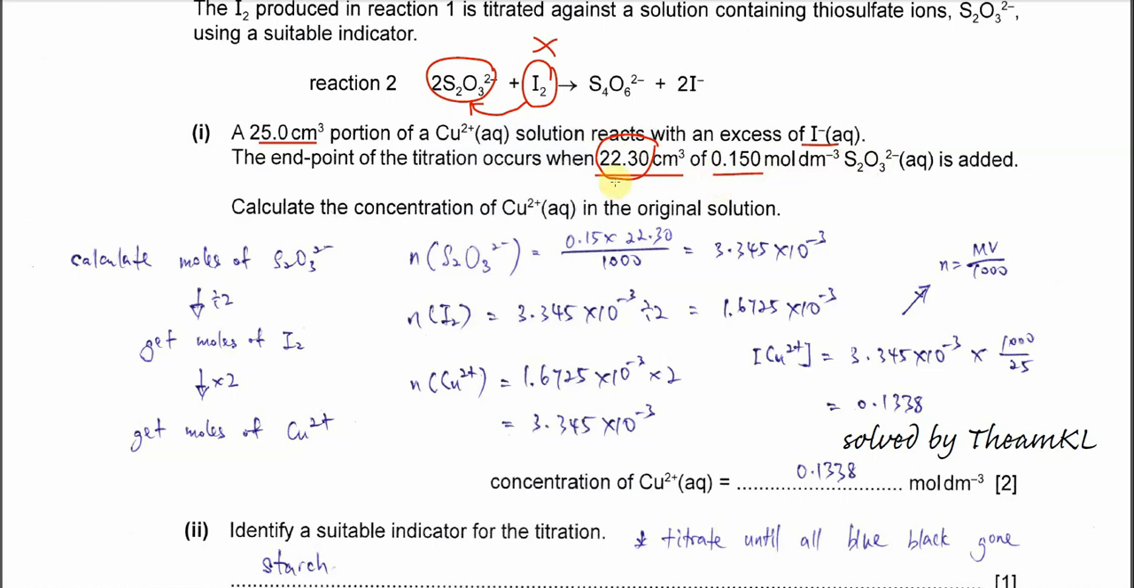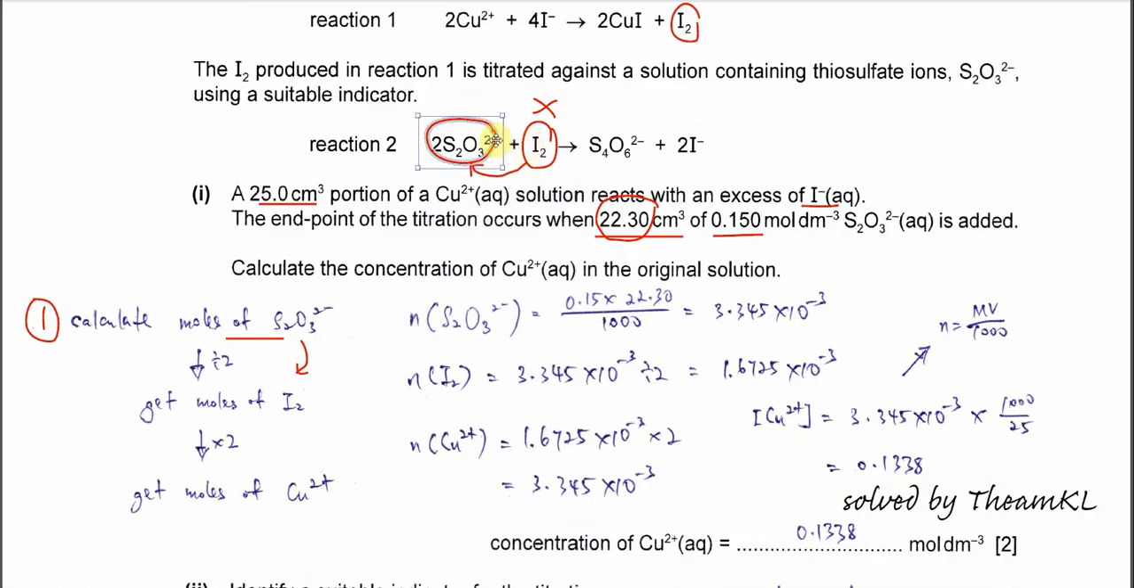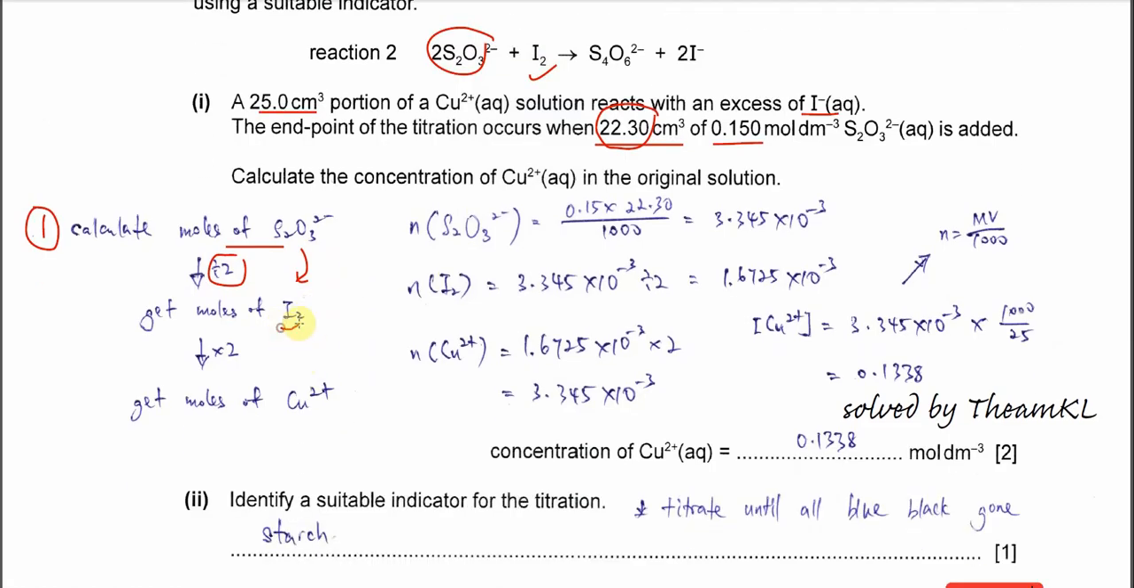What you can do now is, first, calculate the moles of thiosulfate using MV over 1000. After that, you will get the moles of thiosulfate, and you use this to get the moles of iodine. From this equation, we know that the ratio between the iodine and thiosulfate is 1:2. Once you get this mole, the moles of iodine is therefore half. That's why you divide by 2. And therefore you get the moles of iodine.